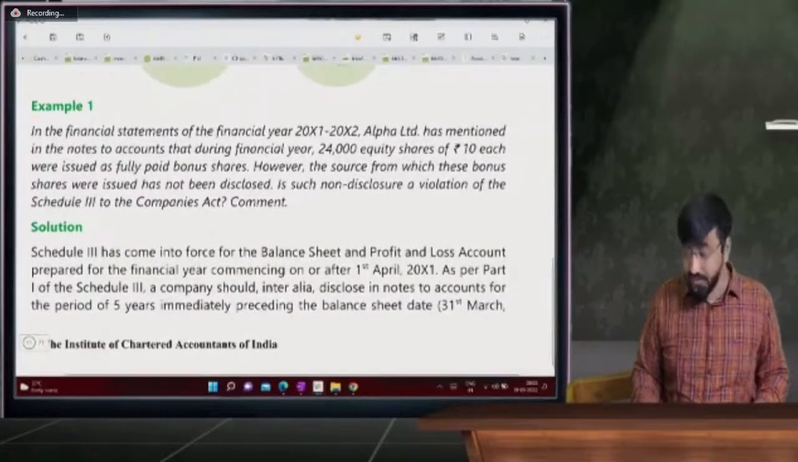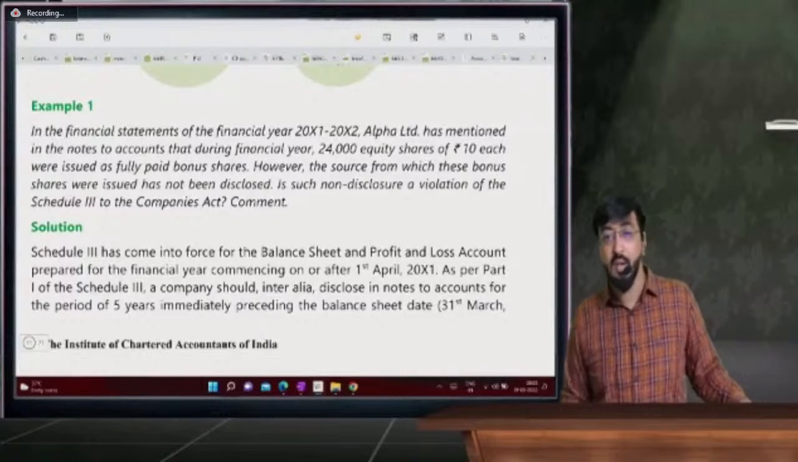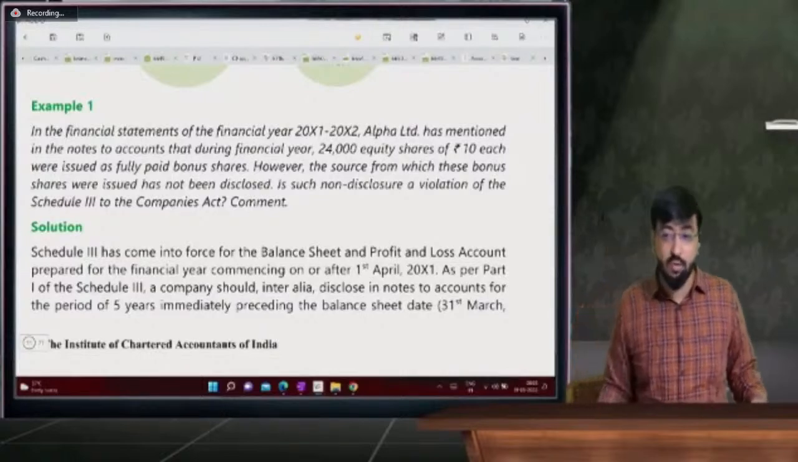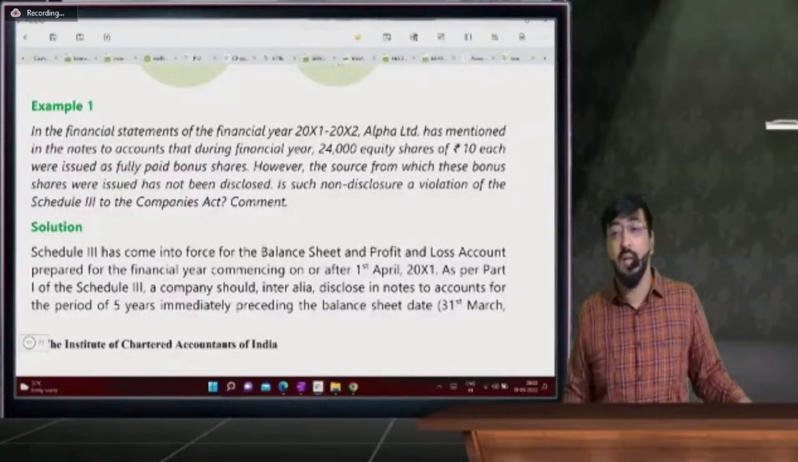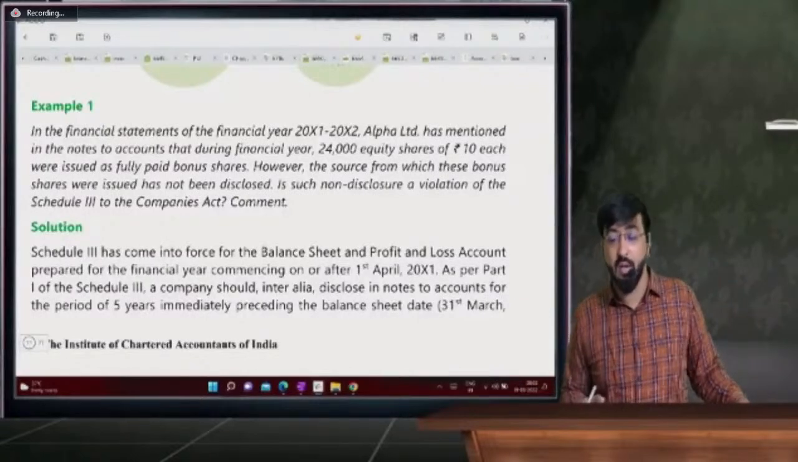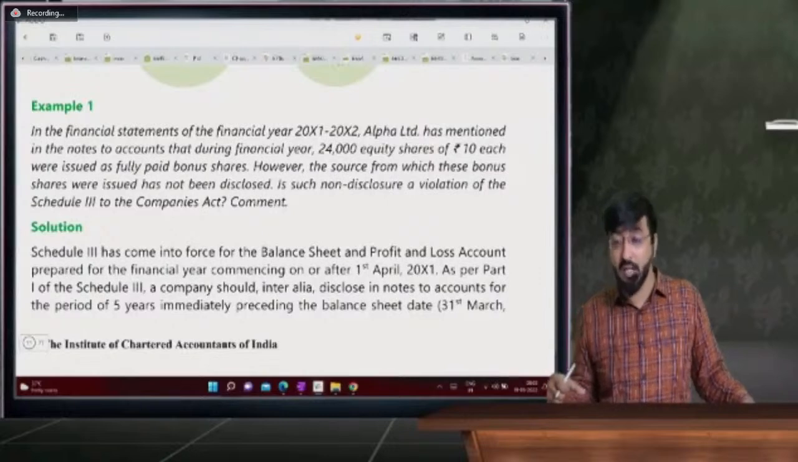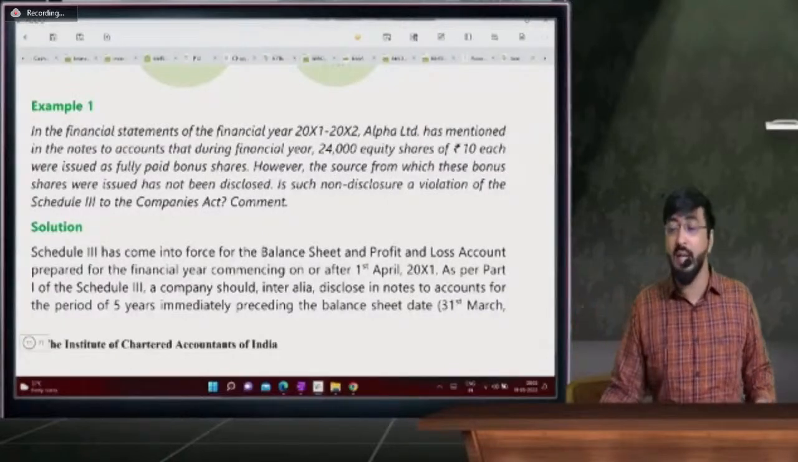Okay. So these are examples on financial statements of the year 2001-2. We'll finish these 4-5 examples, then take a break. After the break, TYK questions, and if possible, first I will take branch accounting problems, and if possible, I will take TYK questions.